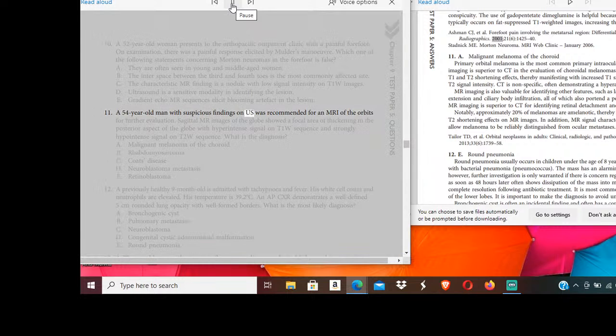A 54-year-old man with suspicious findings on US was recommended for an MRI of the orbits for further evaluation. Sagittal MR images of the globe showed a focal area of thickening in the posterior aspect of the globe with hyperintense signal on T1W sequence and strongly hypointense signal on T2W sequence. What is the diagnosis? A. Malignant melanoma of the choroid. B. Rhabdomyosarcoma. C. Coats disease. D. Neuroblastoma metastasis. E. Retinoblastoma.